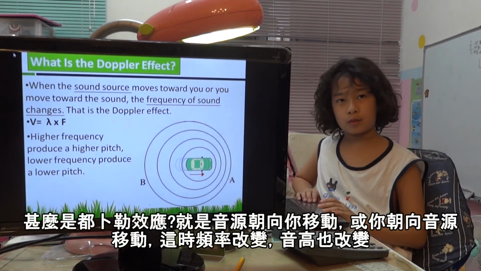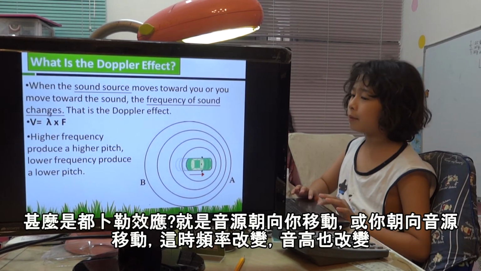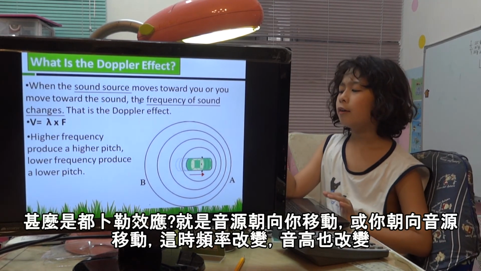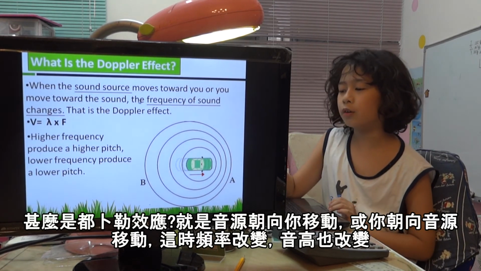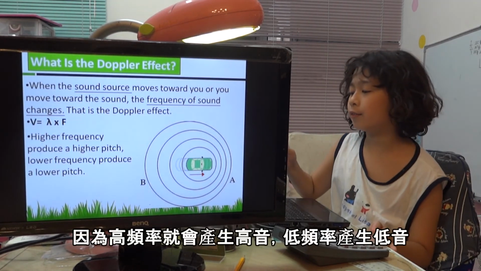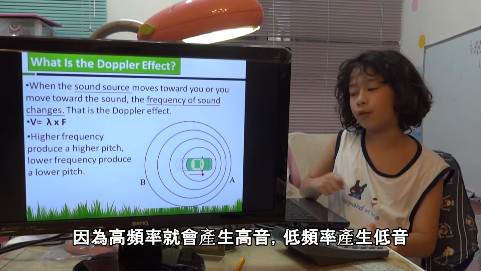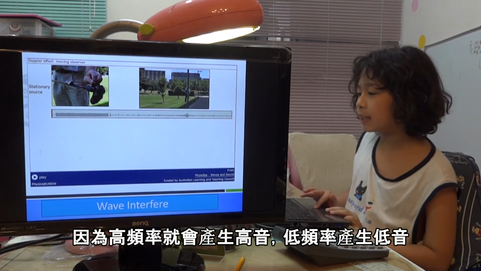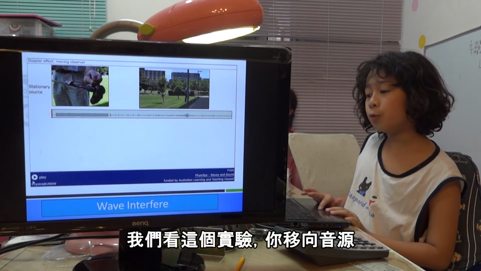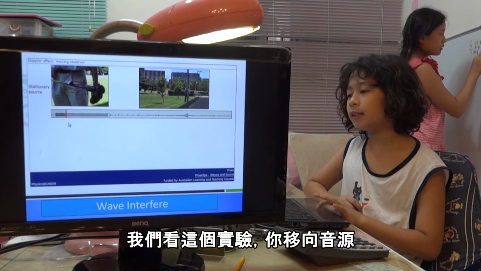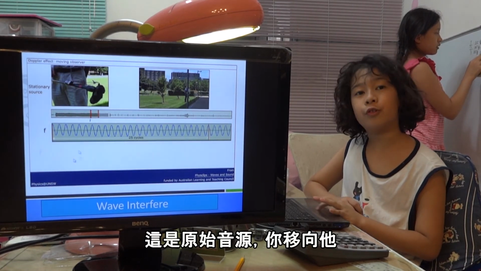What's the Doppler effect? The Doppler effect is when the sound source moves past you, or you move past the sound source, and the frequency of the sound changes, so the pitch changes. Because higher frequency has higher pitch, while lower frequency has lower pitch. This is a sound source on the bike, and you move past the bike.